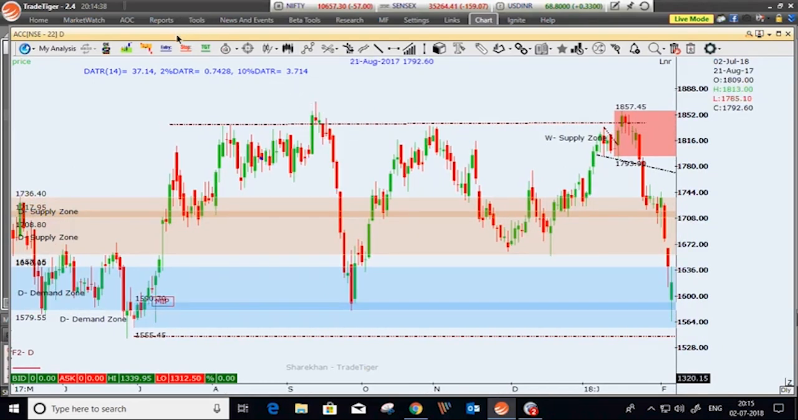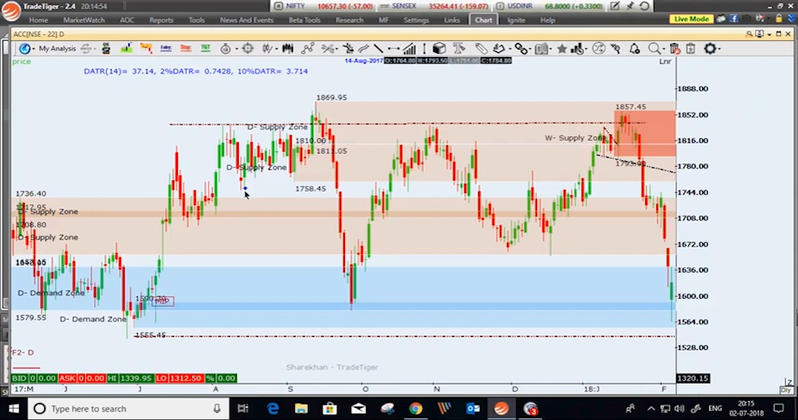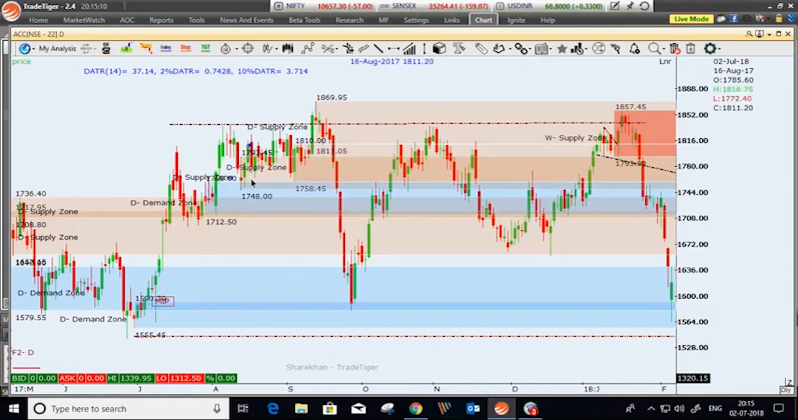Even this is a reverse zone, right? This here is a reverse zone. If you look at this side, this zone, I mean this demand zone, right? If I mark it, it's a reaction of this zone, okay? This zone is a reaction of this zone, and this zone is a reaction of this zone, and also this zone is a reaction of this zone. As you can see, they are tests of each other.